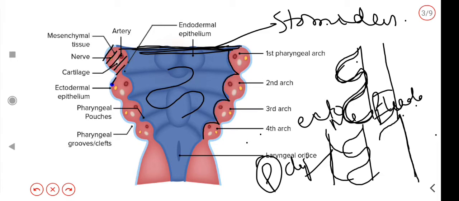In the pharyngeal apparatus, the ectoderm forms the cleft, the mesenchyme forms the arch, and the endodermal lining forms the pouches. And the portion where the ectoderm and endoderm come very close together is termed as pharyngeal membrane. Only the first pharyngeal membrane persists in humans, and that forms the tympanic membrane.